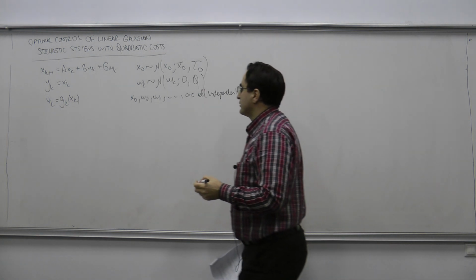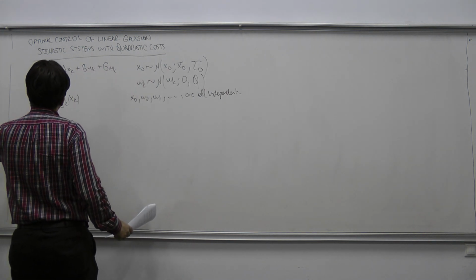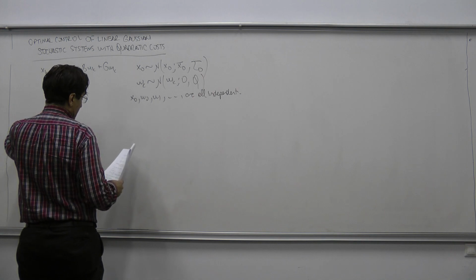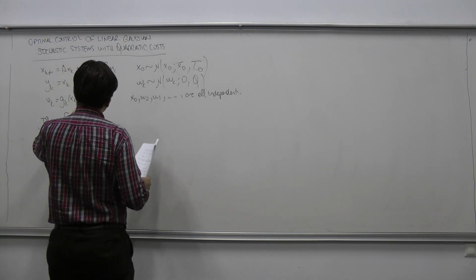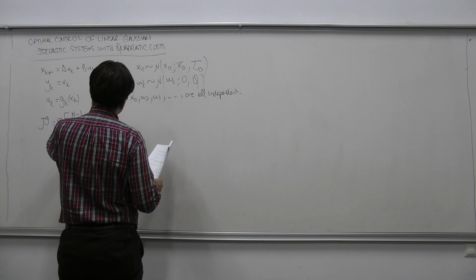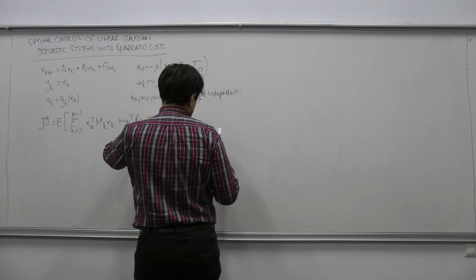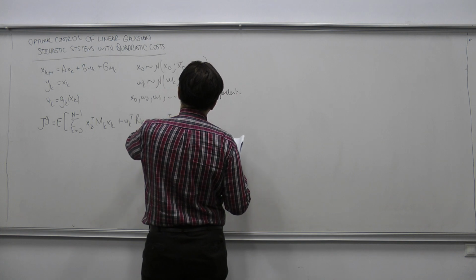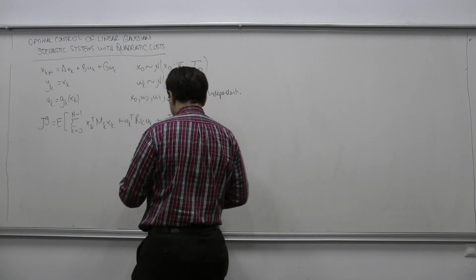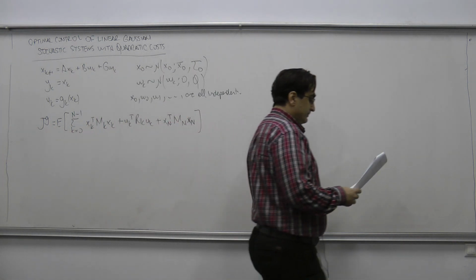And in this case, we are going to write our cost function as a quadratic cost given like this. The cost that we would like to minimize is given as the expected value of the sum from k equals 0 to N minus 1 of x_k transpose M_k x_k plus u_k transpose R_k u_k, plus x_N transpose M_N x_N. Okay, so this is our cost function that we would like to minimize.